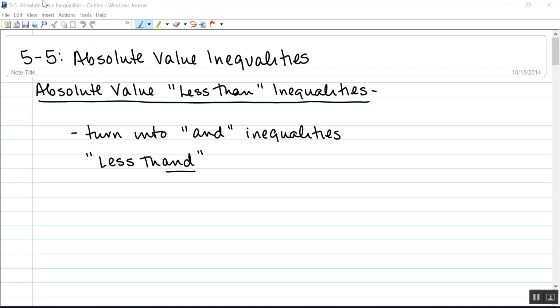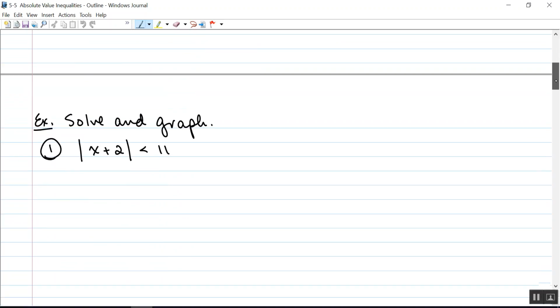So let's take a look at the first one, an absolute value less than inequality. These are going to have a less than or a less than or equal to symbol in them. These are going to turn into ands. So if it's a less than, it turns into an and. Here's how I remember it. It becomes a less than. So let's take a look at how we're going to do this.